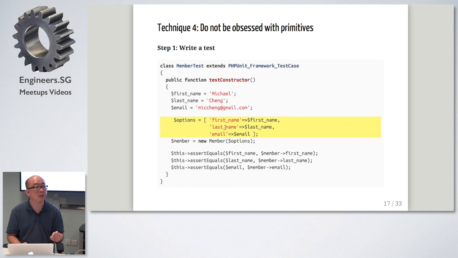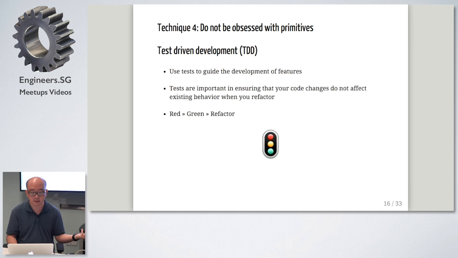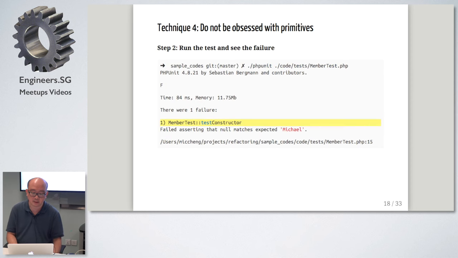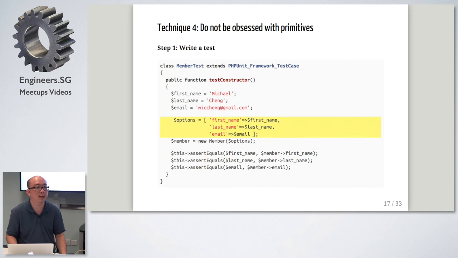Right, so mind you, I have not written a single line of implementation code yet. It's just public, so we have public first name, public last name. So these are three attributes here. When you run this test, what do you think would happen?